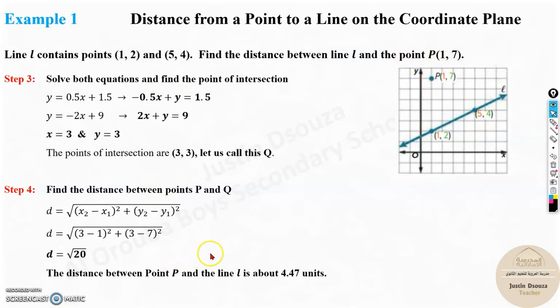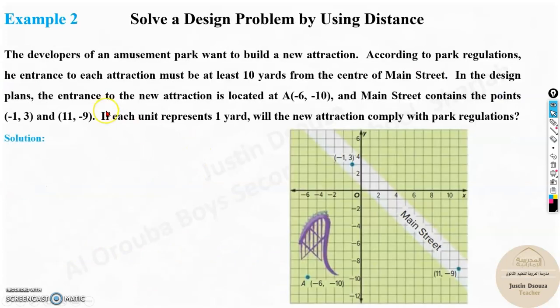Let's do another problem quickly. So the distance of root 20 is 4.47. Now let us see over here in the next problem.